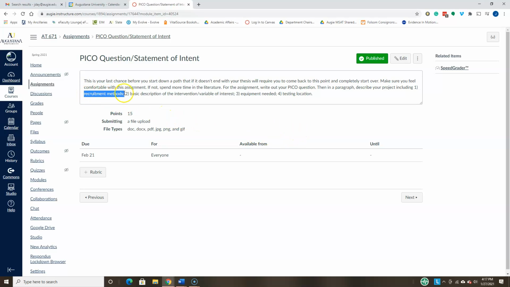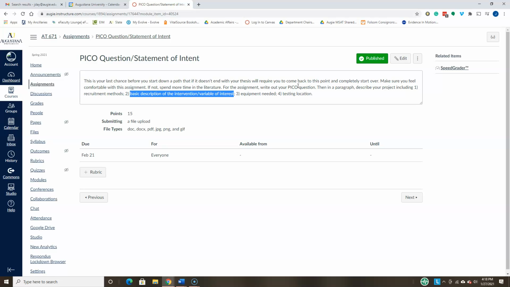First is going to be the recruitment methods. We've been focusing on this throughout the process, but specifically, how are we going to go about recruiting these individuals? Are we going to be putting up flyers? Are we going to be talking to coaches? Or, how are we going to try to get these different participants with that? A basic description of our intervention and our variable of interest. So like, what are we actually testing and what are we looking to be different? So this is the I and the O in your PICO question.